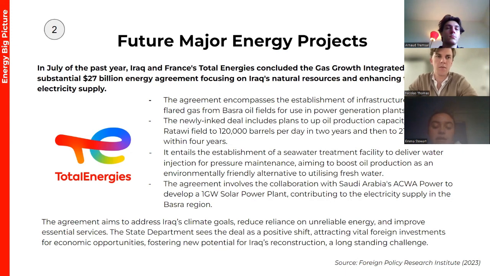It also involves the establishment of a seawater treatment facility to deliver water injections for pressure maintenance, aiming to boost oil production as an environmentally friendly alternative to utilizing fresh water. And finally, it involves the collaboration with Saudi Arabia's ACWA Power to develop a 1 gigawatt solar power plant contributing to the electricity supply. Altogether, this will address Iraq's climate goals, reducing their dependency on unreliable energy and improving essential services for its people.